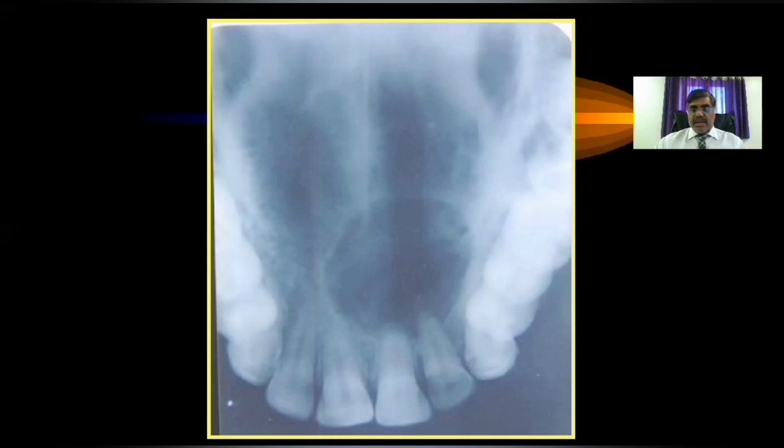The lesion here is composed of a non-mineralized tissue that could be air, that could be fluid, or there could be a soft tissue, which is less mineralized or not mineralized, that is replacing the normal bone.